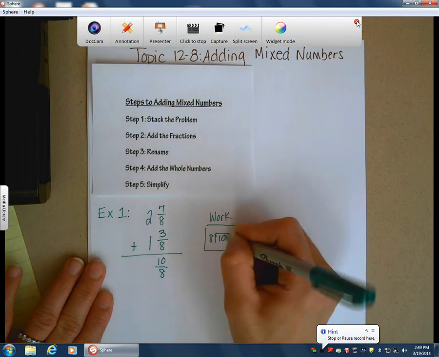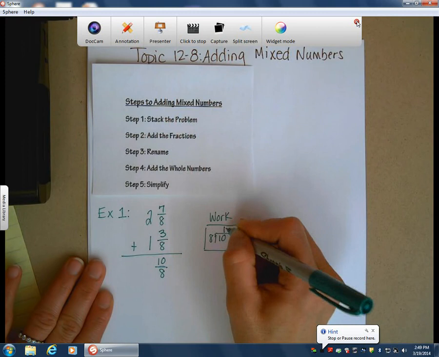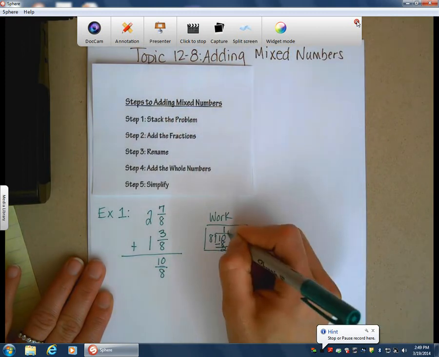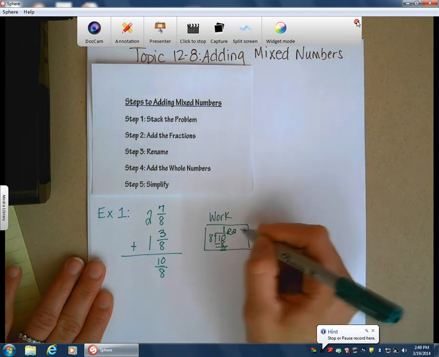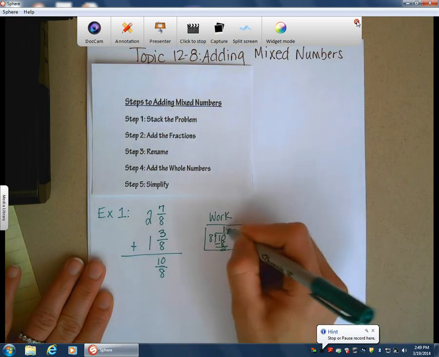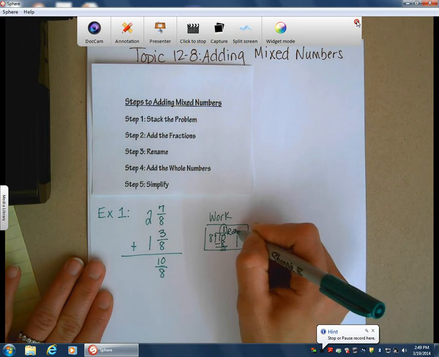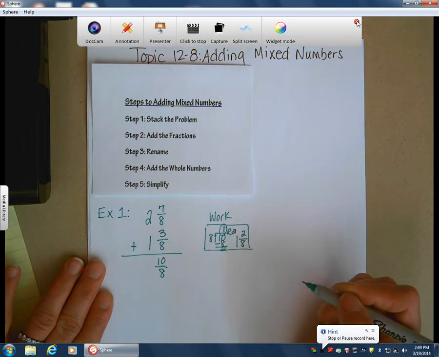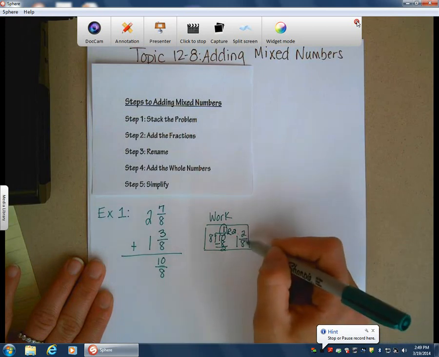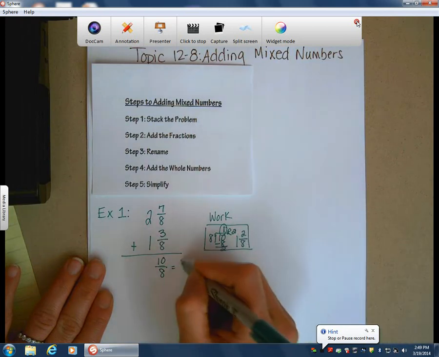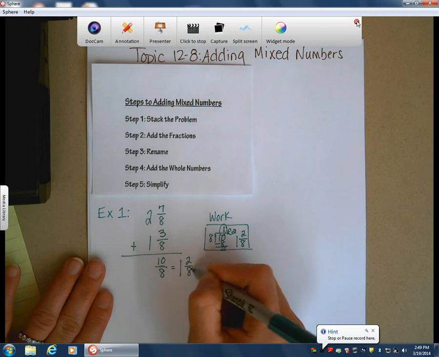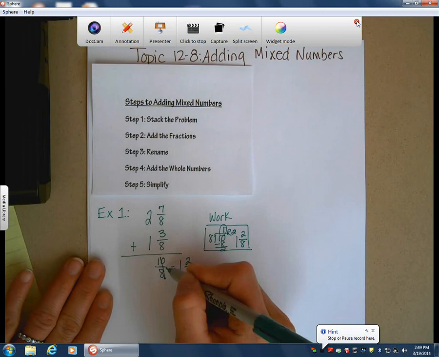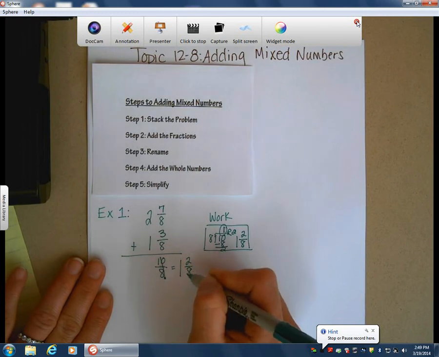When I do the math, 10 divided by 8 is 1. 1 times 8 is 8, and when I subtract that, I get 2. So my remainder 2 finishes the division problem. I know my 1 is my whole number, my 2 is the numerator, and my 8 remains the denominator. So 10/8 as a mixed number is equal to 1 and 2/8. So I'm going to cross this out because I'm not calling it 10/8 anymore. I'm calling it 1 and 2/8.